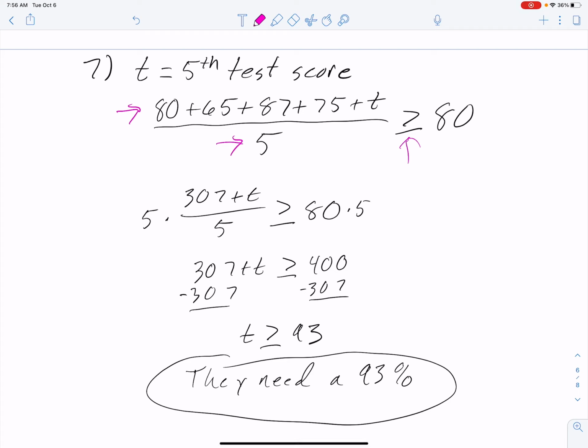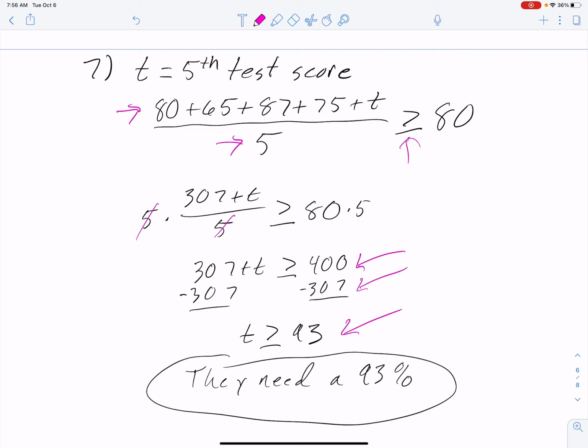combine like terms, and then to get rid of this fraction, I'm going to multiply by what the denominator is. On the left-hand side, it'll cancel. On the right-hand side, I'll get 400, subtract 307, and I get that t is greater than or equal to 93. So they need a 93% or higher to get their 80%.